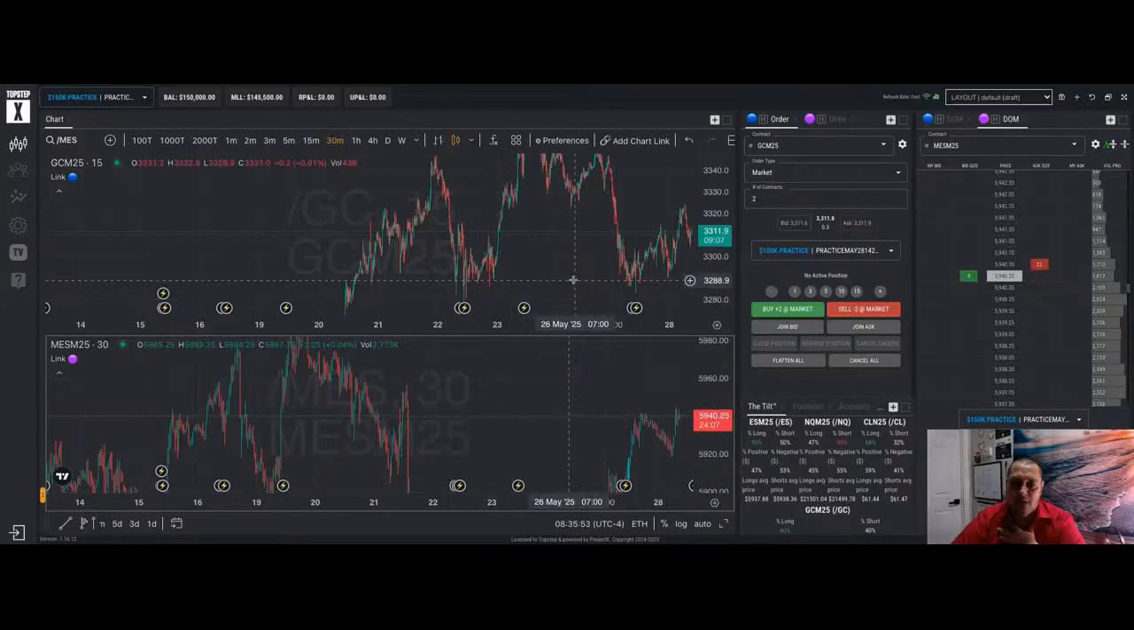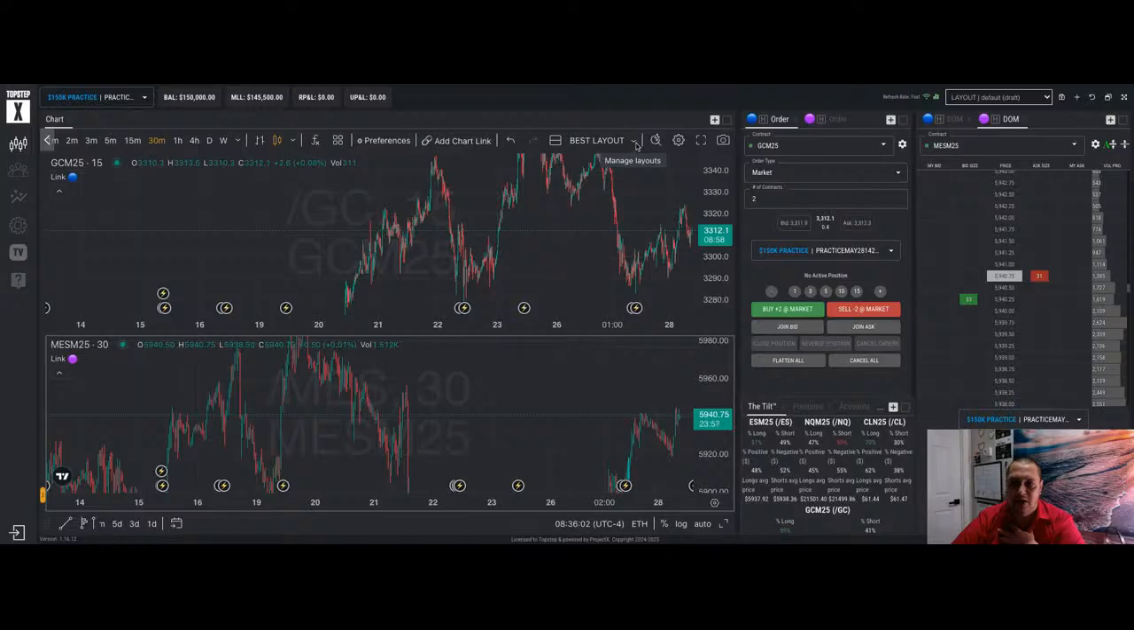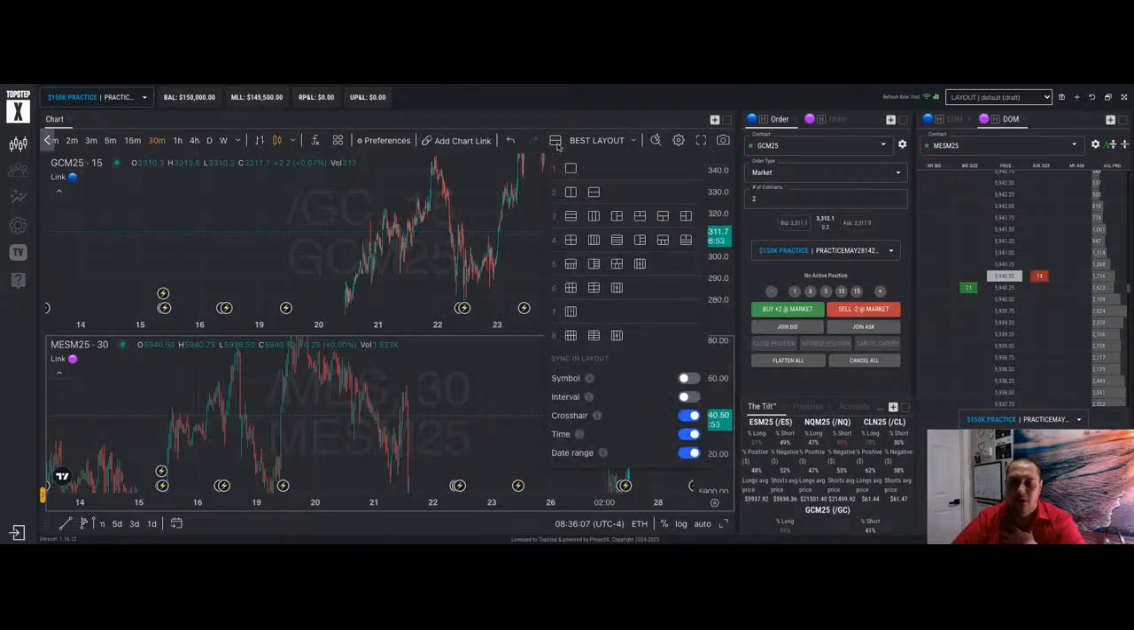At first, what you're really going to want to do is go to your layouts, and I have this one as best layout. This is the layout that I use on a day-to-day basis. When you click on the screen, it'll show you that you can obviously have one screen, two screens, multiple screens, or a split view. And that's what I have here, the split view, so that you can see I'm trading gold here and I'm trading the S&P on the bottom.